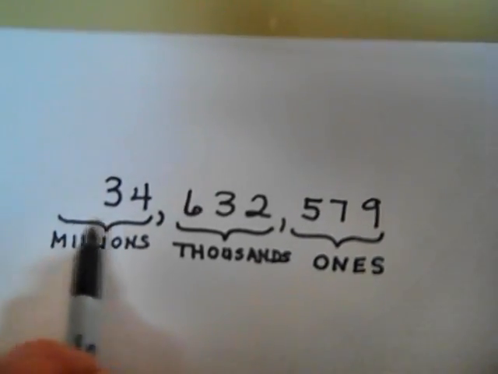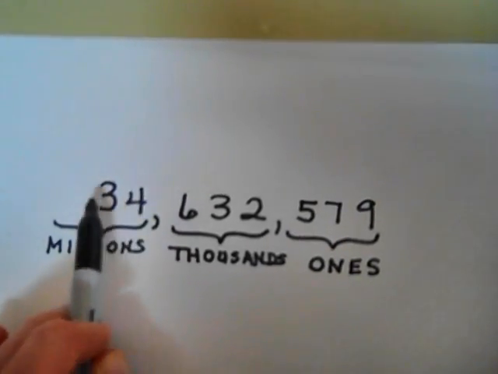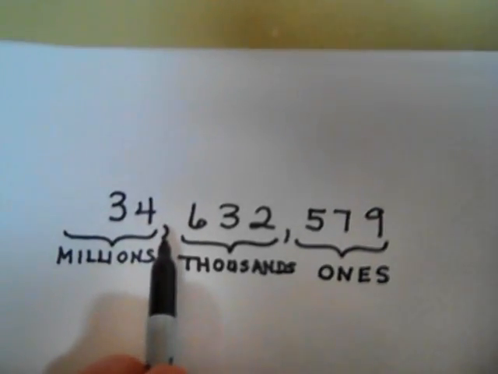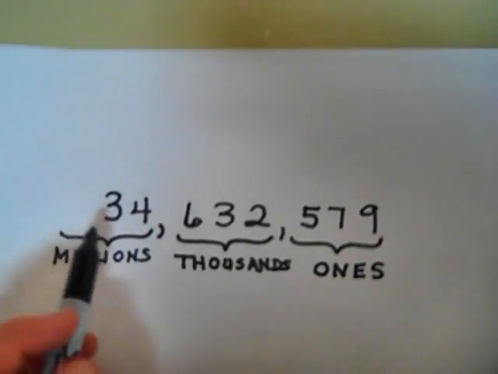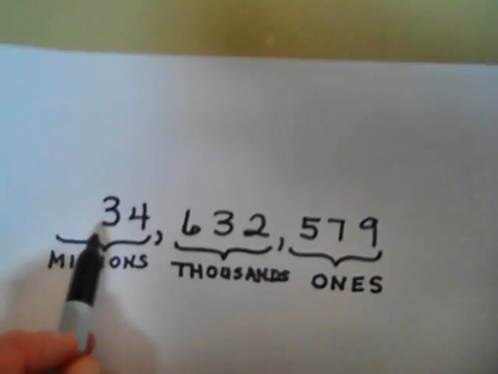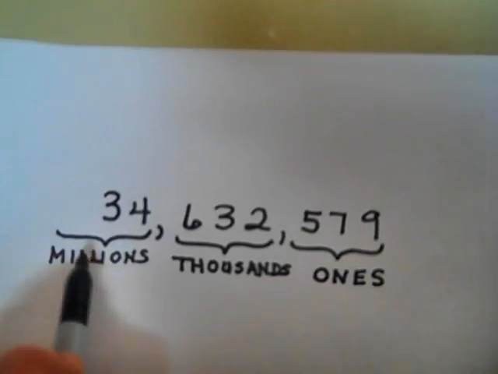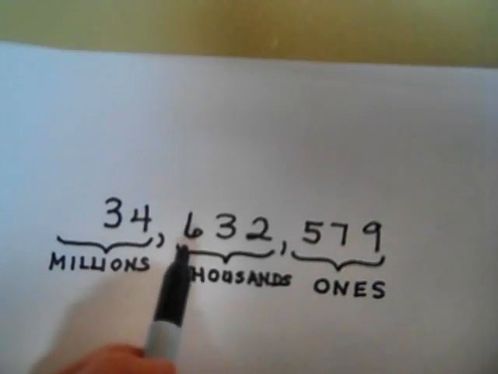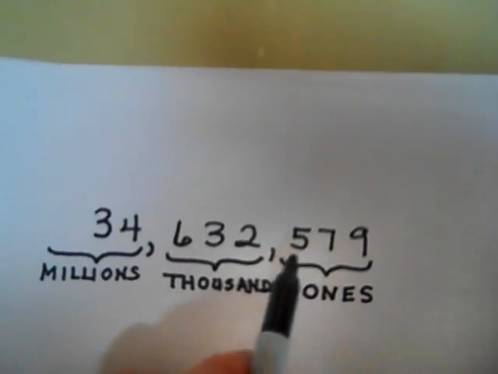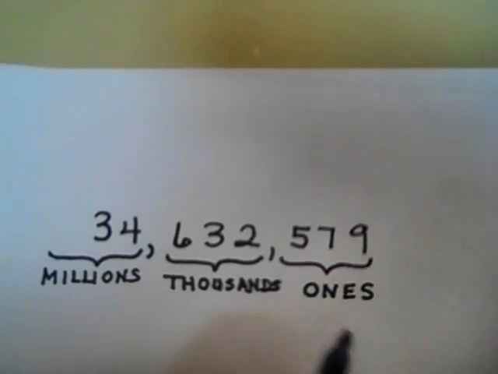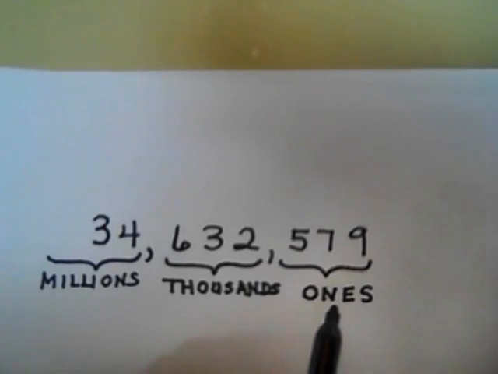So if I were to read this, what I'm going to do is basically read the digits as I see them, but when I get to a comma, I'm going to say what period it is. So watch how I do this. 34, here's my comma, million, see the period, 632,579.